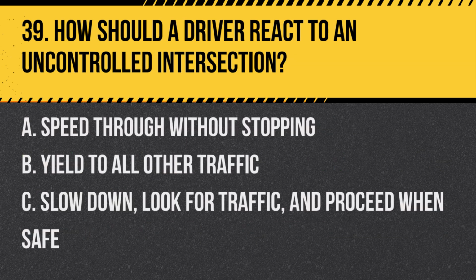Question 39. How should a driver react to an uncontrolled intersection? A. Speed through without stopping. B. Yield to all other traffic. C. Slow down, look for traffic, and proceed when safe. Answer: C. Slow down, look for traffic, and proceed when safe. Drivers should be cautious at uncontrolled intersections.